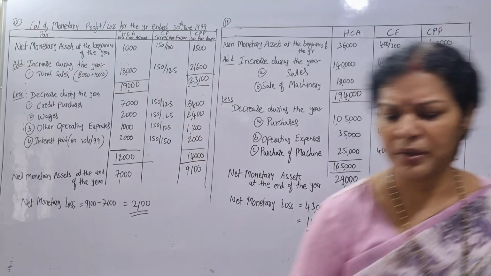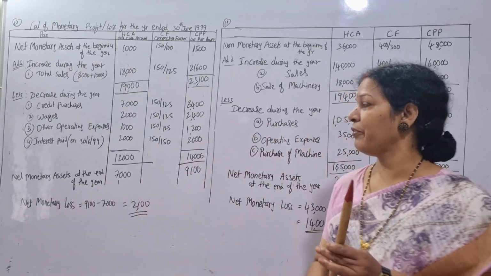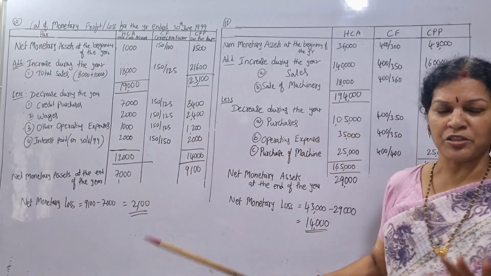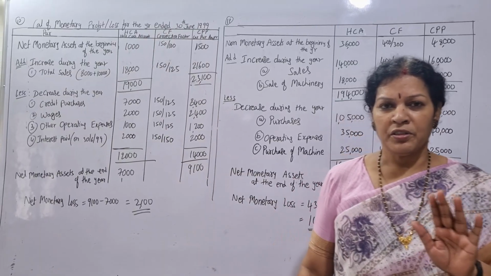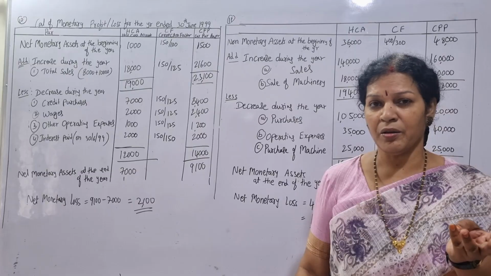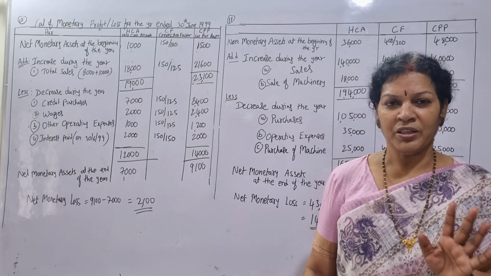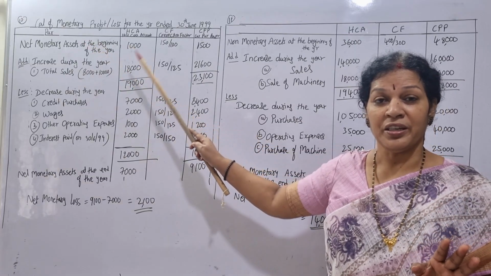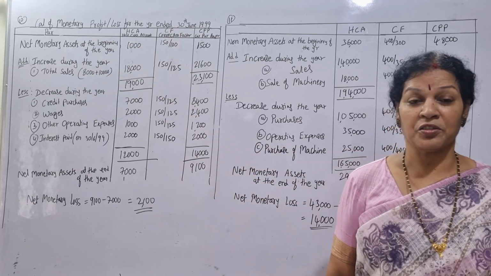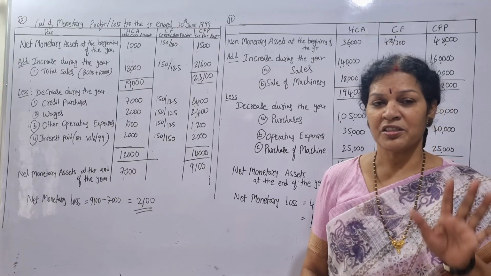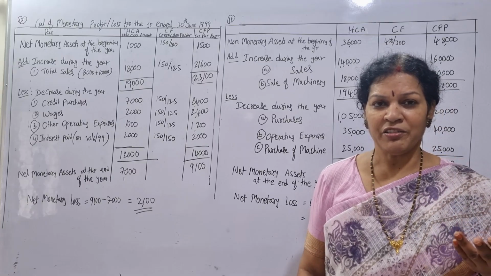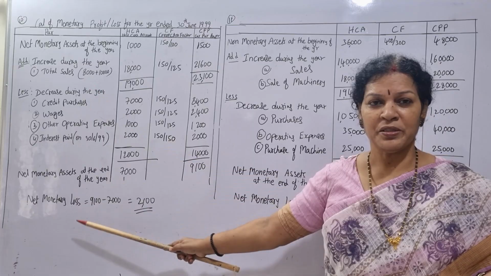Only you have to remember the correction factor, what we have done with the correction factor. Let me give you once again the glance of the problem. If you see the problem, they are asking net monetary loss or profit. What is given to us? At the beginning of the year, net assets are given. To that, what are we adding? 6 transactions are there. If it is income, add. If it is expenses, deduct it.